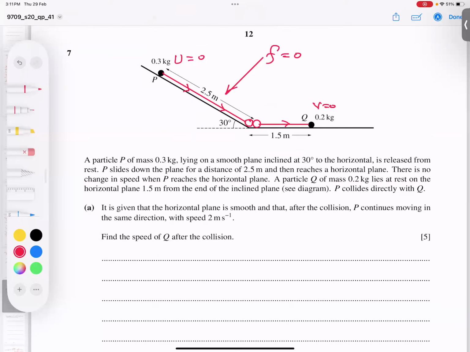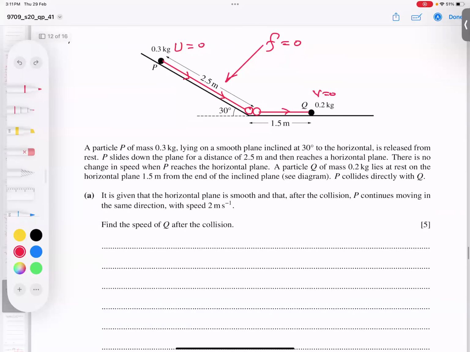After collision, P continues to move in the same direction with a speed of 2. So we want the speed of Q after collision. But we can't go for it first. First of all, we need to find this velocity. For this velocity, we have to work on it. So how do we get this one? Look here, the last velocity is my question.